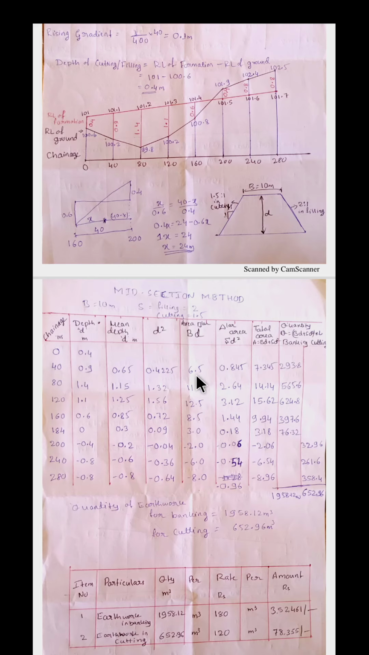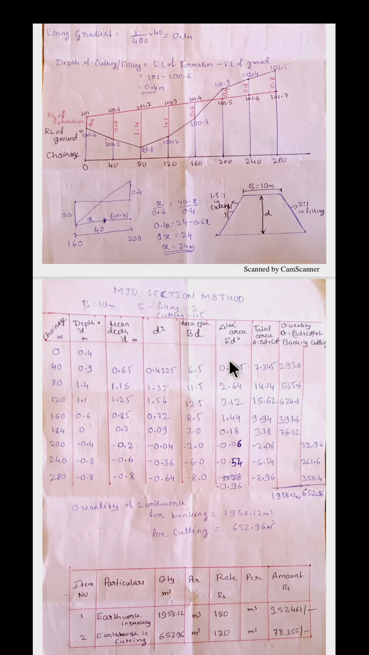Now this is B into D, the area of the rectangular portion. B is 10, given, into D. 10 into 0.65 it is 6.5. 10 into 1.15 it is 11.5. 10 into 1.25 it is 12.5. 10 into 0.3 it is 3. 10 into minus 0.2 it is minus 2. Likewise you calculate the area of the rectangular portion.